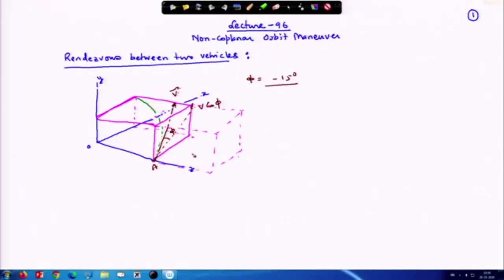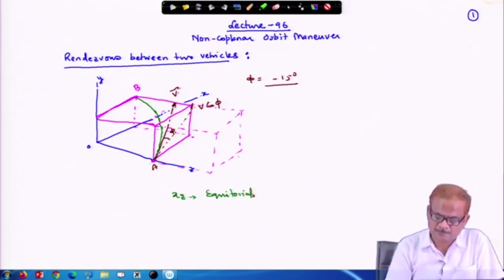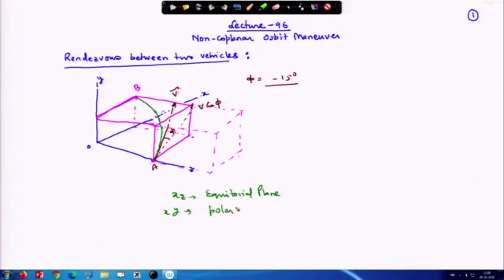If we look into this particular problem that we discussed last time, there was a satellite at A and it has to go and catch up with the satellite at B. The orbit in which it has to go is like this. Okay. So, it is a non-coplanar maneuver. You are going from the equatorial plane, which is the xz plane, and xy is the polar plane. The satellite has to be sent from point A to point B, and the corresponding trajectory is shown in green. So, this is the transfer trajectory.